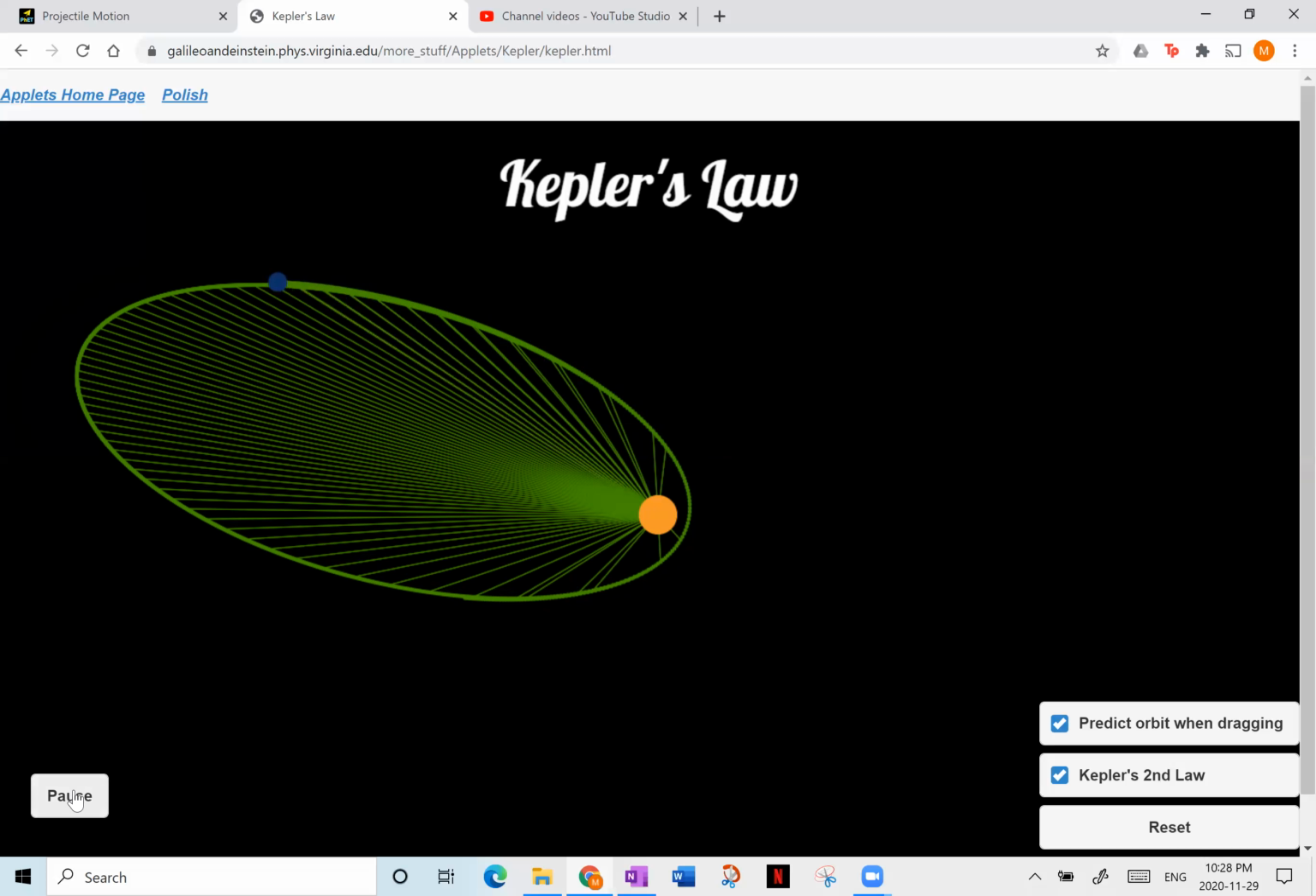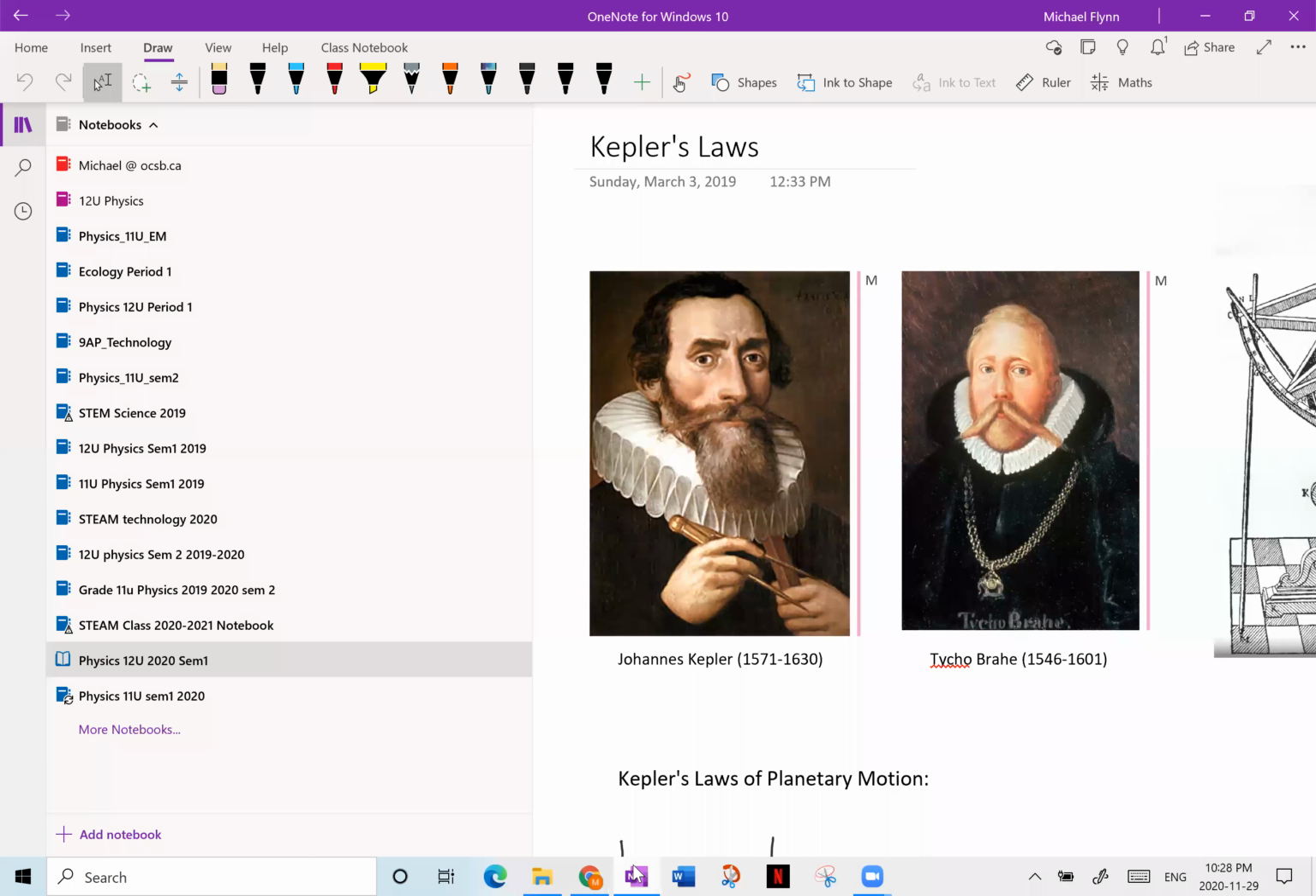Okay, so I'm going to pause this. So there you go. There's 2 of Kepler's laws. The third law is a mathematical law. There's a connection between the radius of orbit and the period, which means the time it takes for one lap. And that's Kepler's third law. So now that you've seen this little demonstration, let's go to our notes.